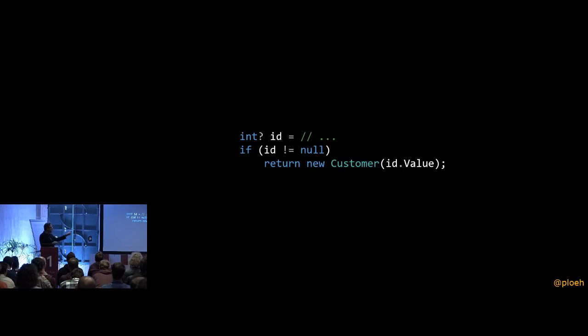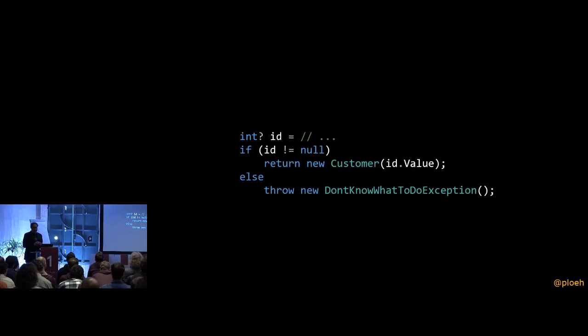But whenever you're returning something, you also have to deal with the case where there's nothing there. So what do you write in the else branch here? And I know what lots of people do. They do this.